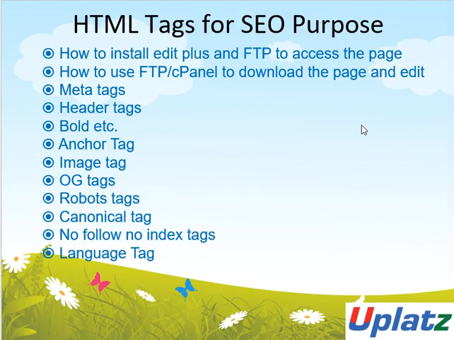So from now you are able to understand how to install Edit Plus, how to install FTP, how to use FTP and cPanel to download the page, and how to edit these pages with the help of the Edit Plus code editor. We can call it an editor because it gives us the facility to edit the page. Now let's start with the meta tag. I already suggested that the meta tags are primarily the title tag, description tag and keyword tag, and where they are placed, let me show you.